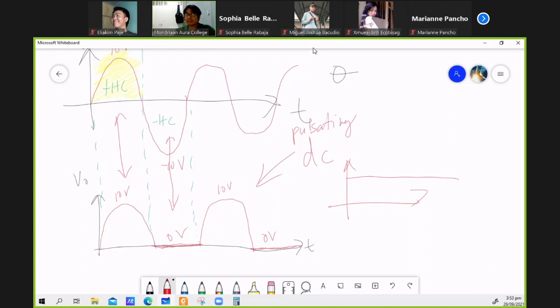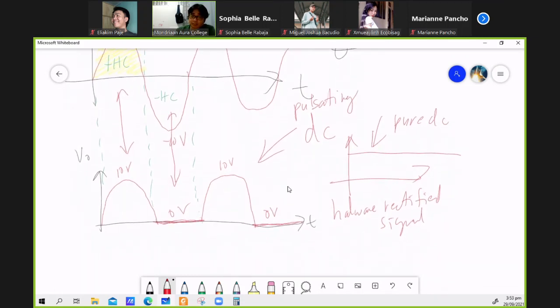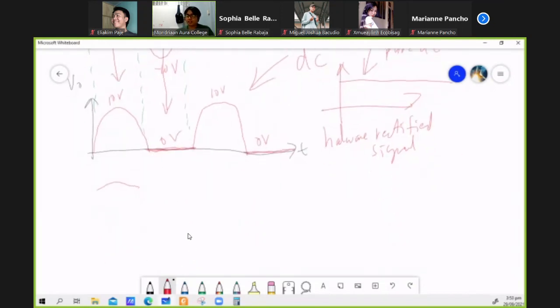May pulses ka. So, to be more specific, this is a half-wave rectified signal. Okay, ang objective natin is to have pure DC. Paano tayo magkakaroon ng pure DC? By using capacitors. Okay, the capacitors are used to smooth out our output. Okay, but in half-wave rectifiers, hindi tayo gumagamit ng capacitors. Sa full wave lang tayo gumagamit. Kasi ang mangyayari niyan, pag dinaan natin siya sa isang capacitor, more likely magiging itsurang square wave na siya.